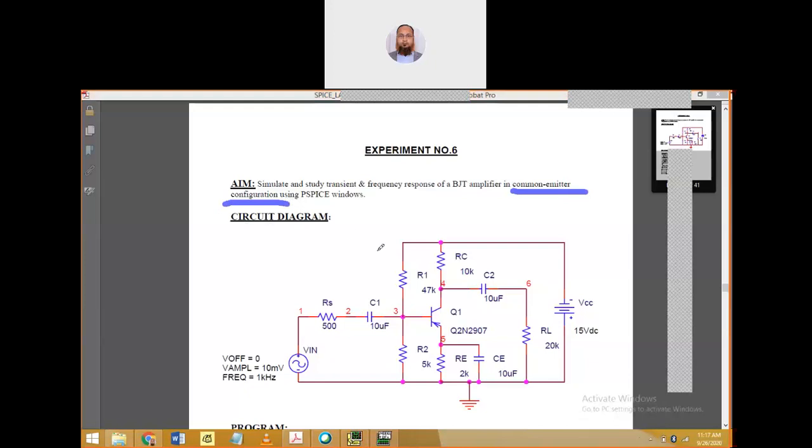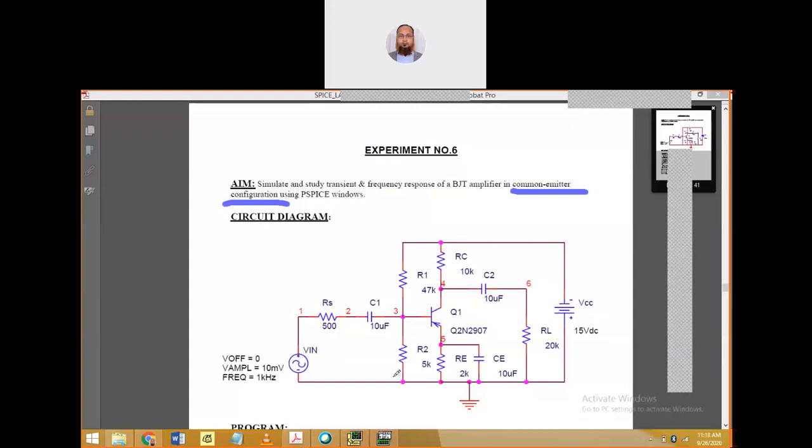BJT has three types of configuration: common emitter, common base, common collector. Whenever we use a BJT, we prefer to use the common emitter configuration, because in that case this works as an amplifier. So we get good gain. Input impedance is moderately high, output impedance is low. So like that, we get these functions here. Don't worry about so many components. I'll explain their working, meanings and importance. So don't worry for that.